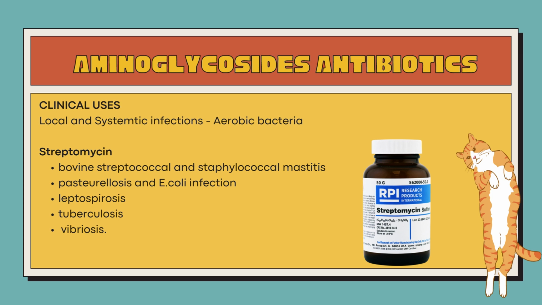Now, we are in the clinical uses of aminoglycoside antibiotics. Aminoglycosides are commonly used in several local and systemic infections caused by susceptible aerobic bacteria. First, we have streptomycin. Streptomycin is widely used for the treatment of bovine streptococcal and staphylococcal mastitis, pustulosis, and E. coli infection causing mastitis, metritis, enteritis, and septicemia in all species, leptospirosis, tuberculosis, and lastly, vibriosis.